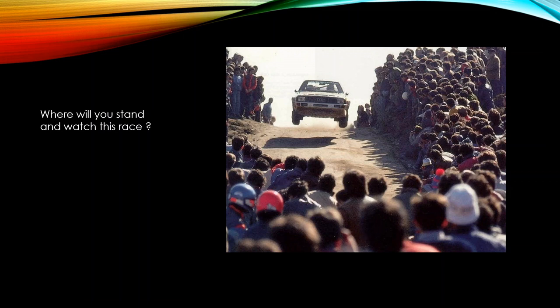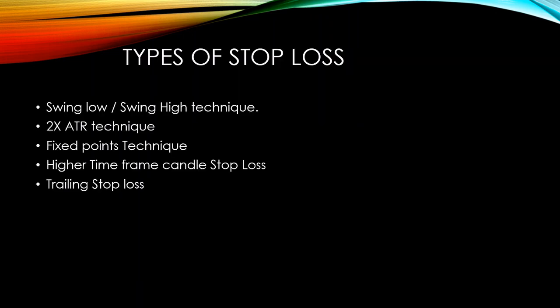So there is no place where you cannot put a stop loss. They're going to watch where the maximum quantity is and move the price towards that side. So it is a very important topic. Let's understand this further in detail. I'm going to take you through the types of stop losses which you can use: swing low, swing high, 2x of ATR, fixed point technique, higher time frame candle stop loss, and trailing stop losses.